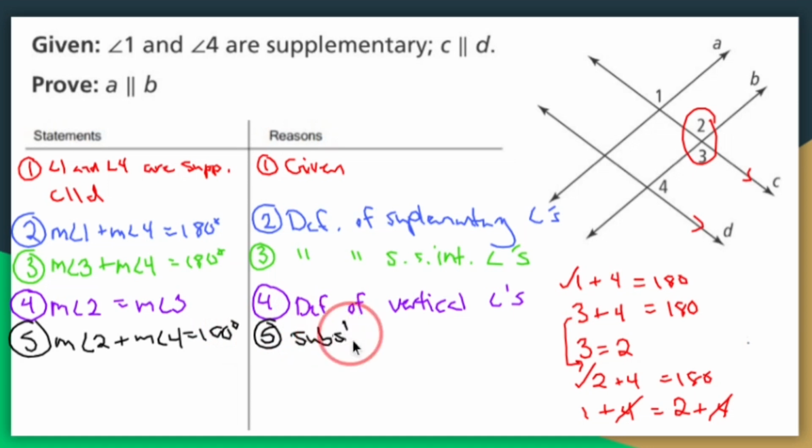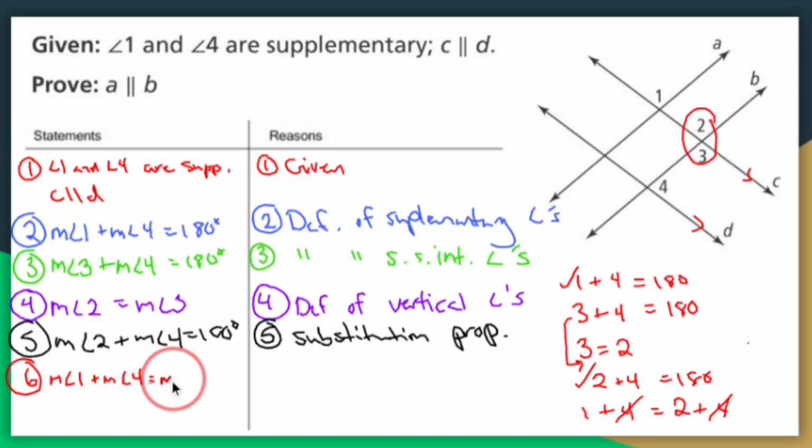Substitution property of equality, so I'll just say substitution prop. Okay. Going back to red. Since 2 plus 4 equals 180 and 1 plus 4 equals 180, then the measure of angle 1 plus the measure of angle 4 equals the measure of angle 2 plus the measure of angle 4. I can use the transitive property. I like transitive property, so let's use transitive property of equality.